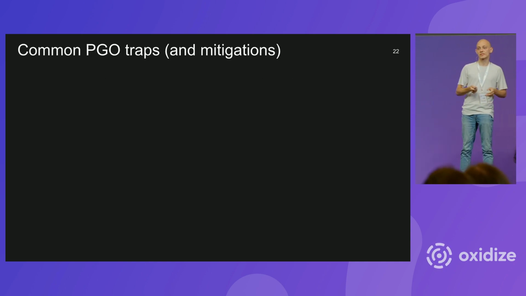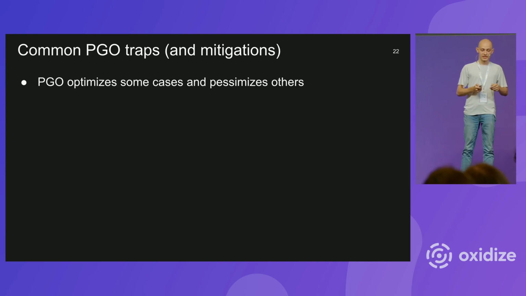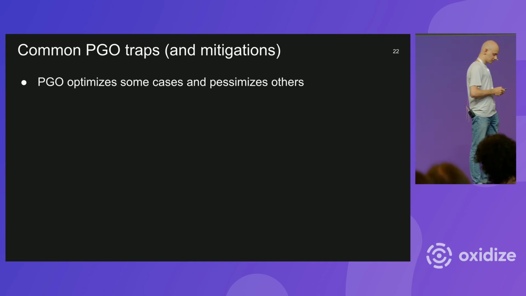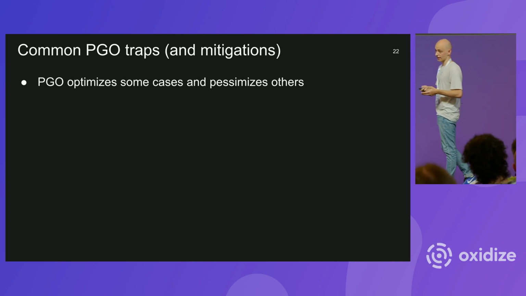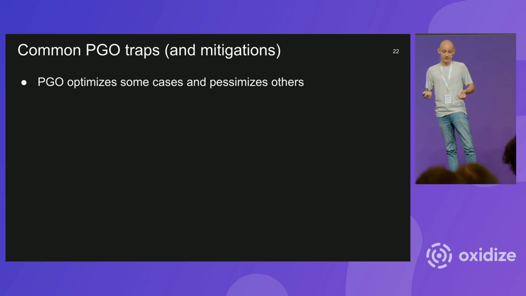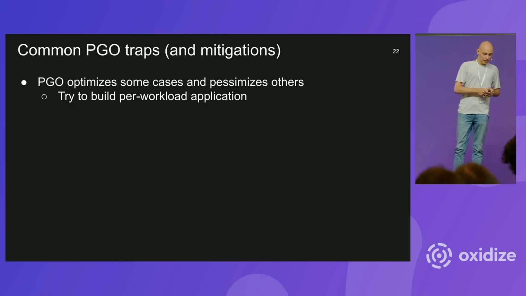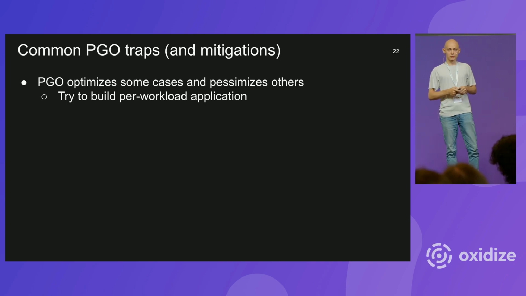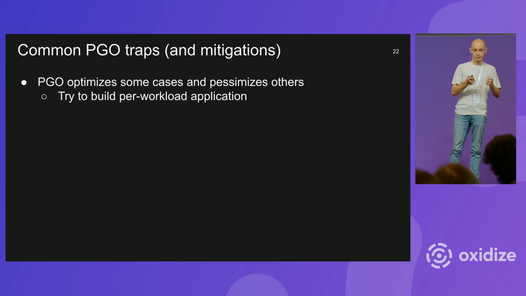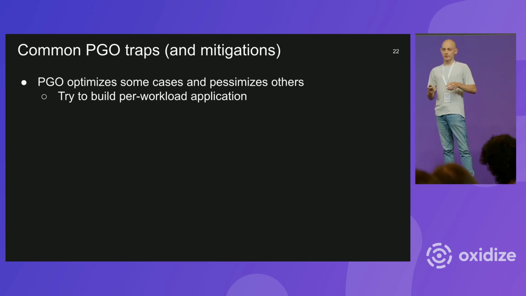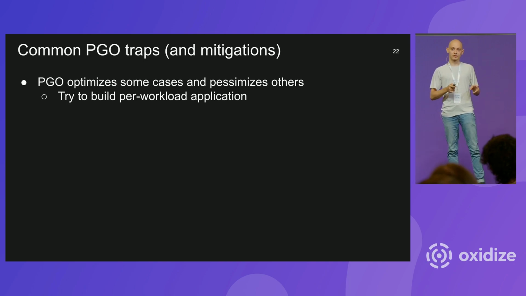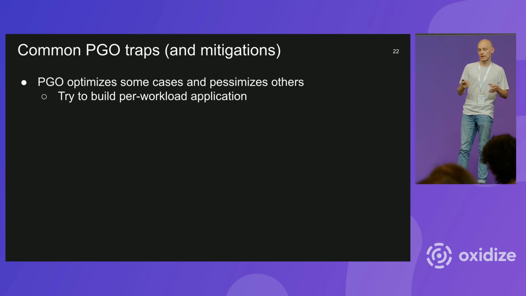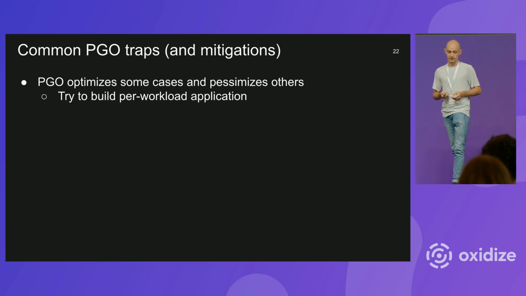So let's discuss the most common PGO traps and mitigations for them. The most common one is that PGO optimizes some cases and pessimizes other cases. That's how it works. It can be critical for you because you don't want to pessimize some workloads. You can try to build different versions of your applications per workload. For example, several web servers, and route the traffic between them on some proxy like Nginx, and that's it.